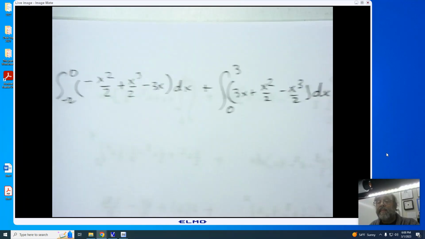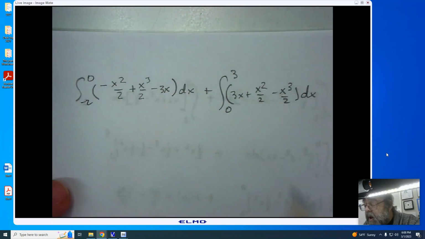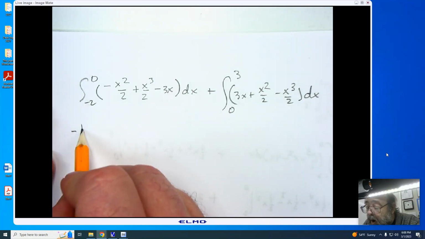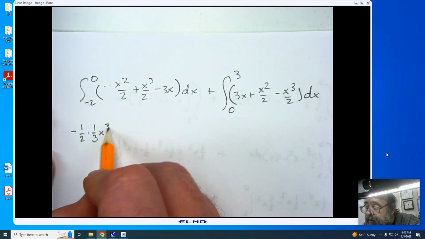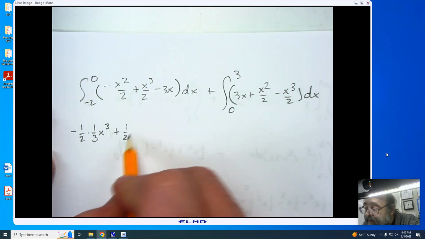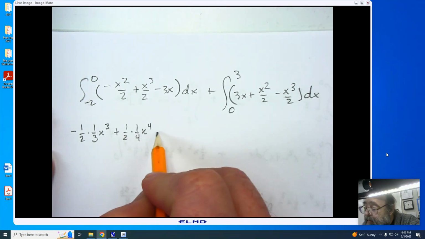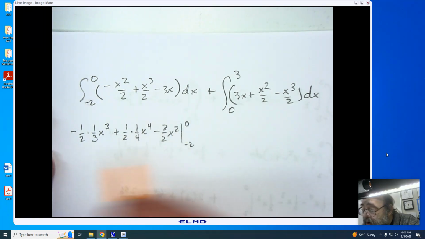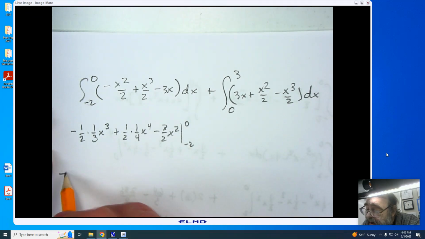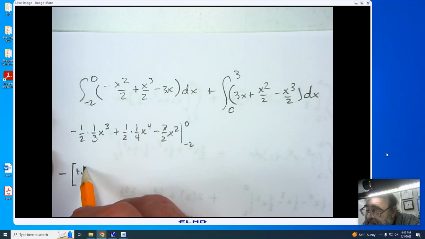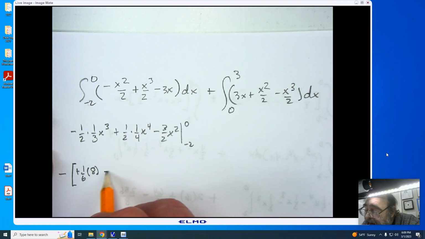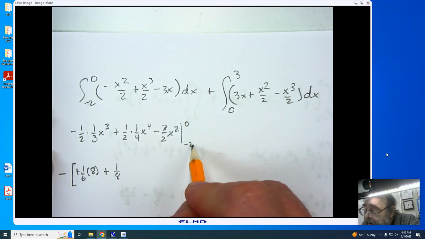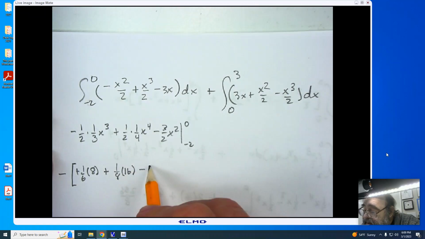We can now go ahead and begin. Here we go. When we integrate, we're looking at negative 1/2 times 1/3 x cubed. We have plus 1/2 times 1/4 x to the 4th minus 3/2 x squared. And this is from -2 to 0. The 0 causes everything to cancel, and we're going to then subtract. We have -1/6. The -2 makes it a positive, and it's multiplied by 8. We have plus 1/8 times 16 minus 3/2 times 4.